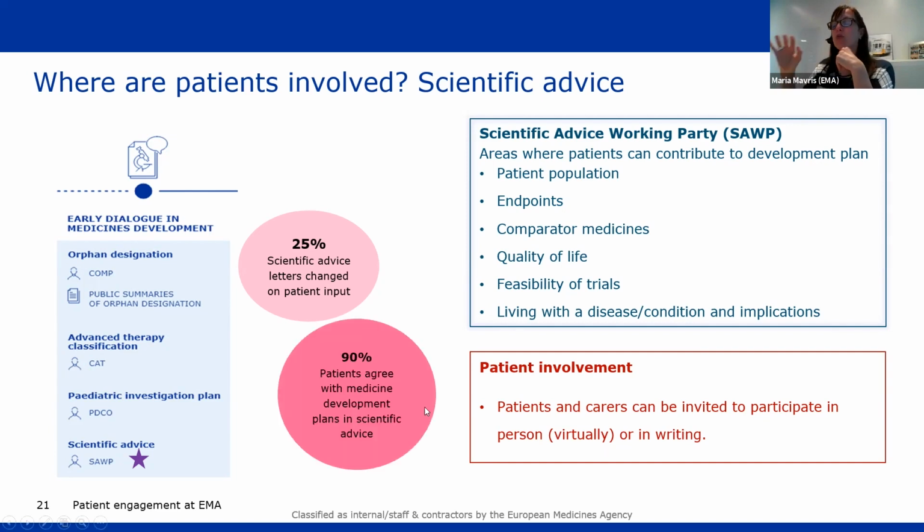And then overall, we've also seen that 90% of patients actually agree with a development plan. So this is not mutually exclusive. You can have a patient who participates in an advice procedure and says, yes, this looks good, I think that's right, but I would make these suggestions, and those suggestions could be carried through into the final advice letter. But overall, the 90% of people that say, yes, we agree with this development plan is still very important, that we've had people living with a condition in some form or another actually looking at the plan and saying that they agree with it.